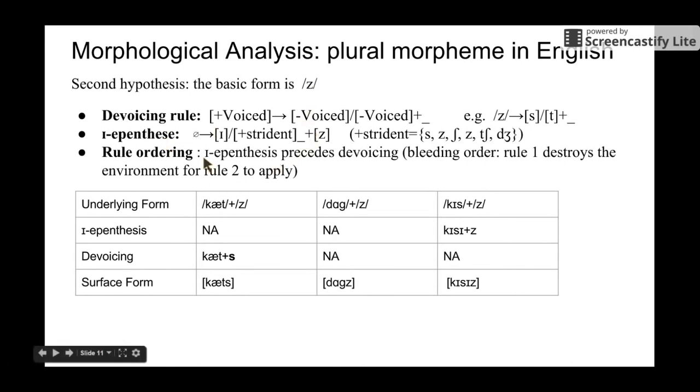Again, we have the vowel insertion precedes devoicing. This is the right ordering. Okay, I'll show you why this is the case. So again, we have three words to derive.